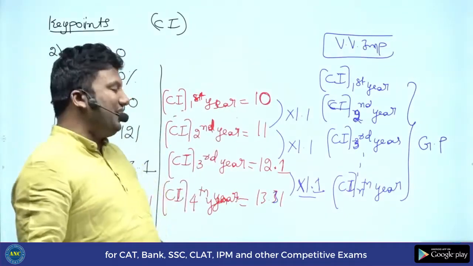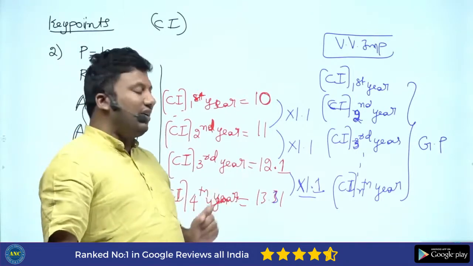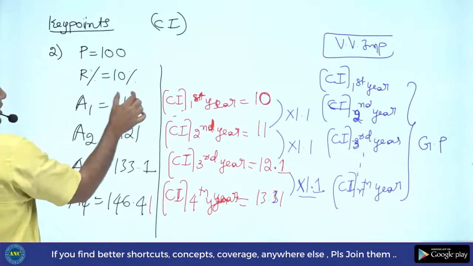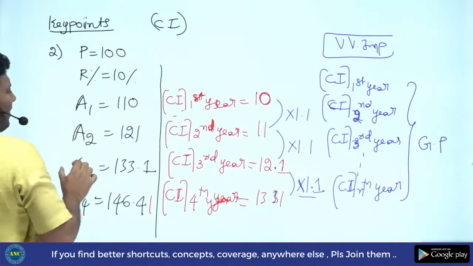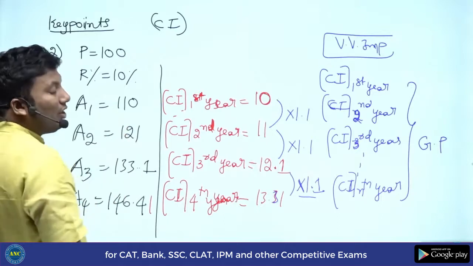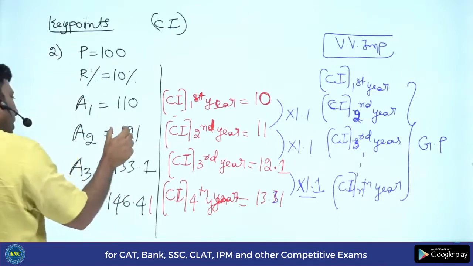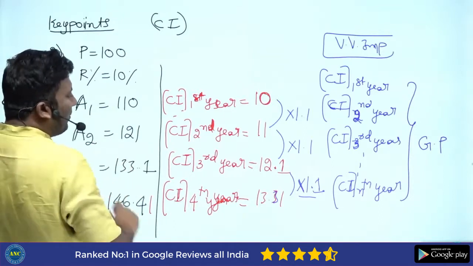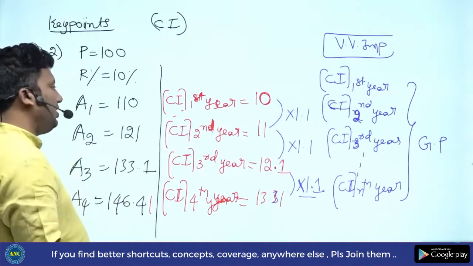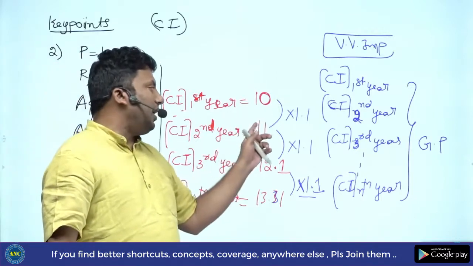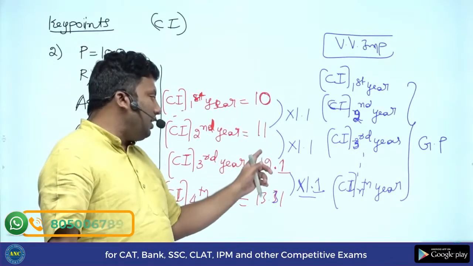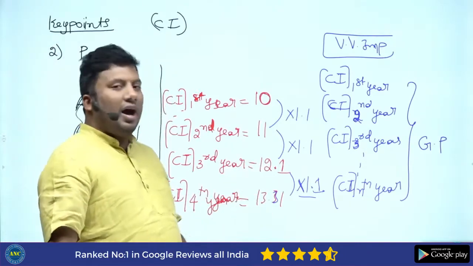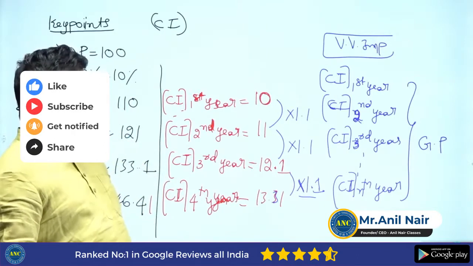CI for the first year is 10, CI for the second year is 11, CI for the third year is 12.1. How did you get 11? The amount at the end of the first year becomes the principal for the second year. 110 is becoming 121, extra it is 11. The amount at the end of the second year becomes the principal for the third year. 121 is becoming 133.1, the difference is 12.1. 10 multiplied by 1.1 is 11. 11 multiplied by 1.1 is 12.1. Similarly, multiplied by another 1.1, it is 13.31.